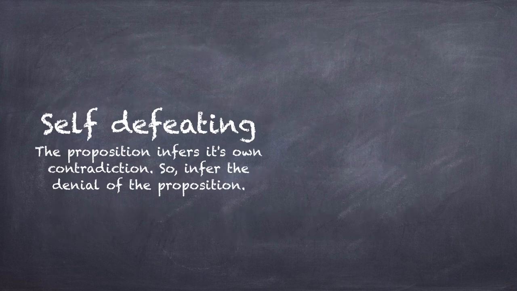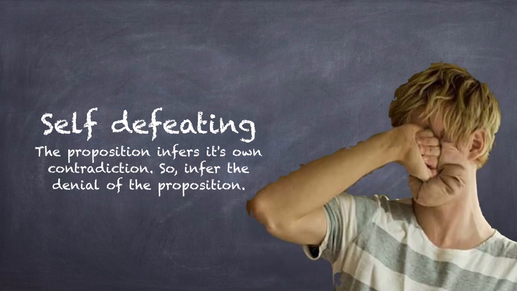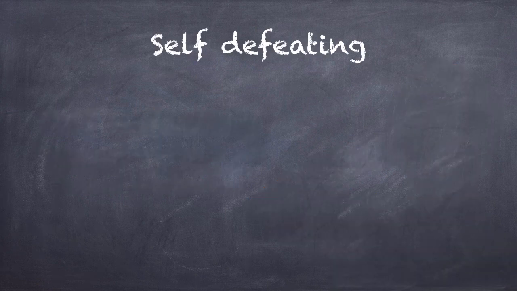A variation of the reductio is when the proposition is sufficient for its own denial. So since the proposition makes itself false, we infer that the proposition is false, hence it's self-defeating. For a memory mansion image of self-defeating arguments, I imagine a guy punching himself in his own face. He is defeating himself. Here is the form of a self-defeating argument.